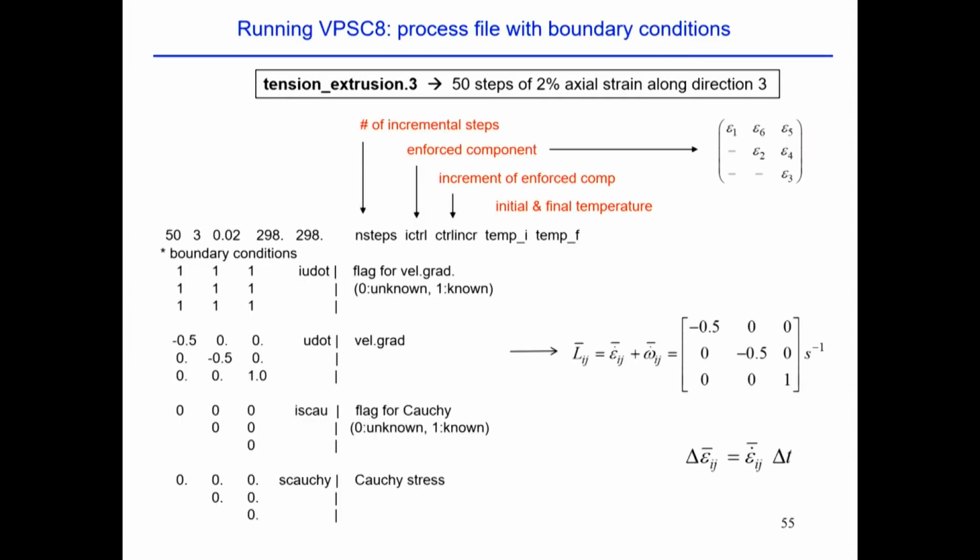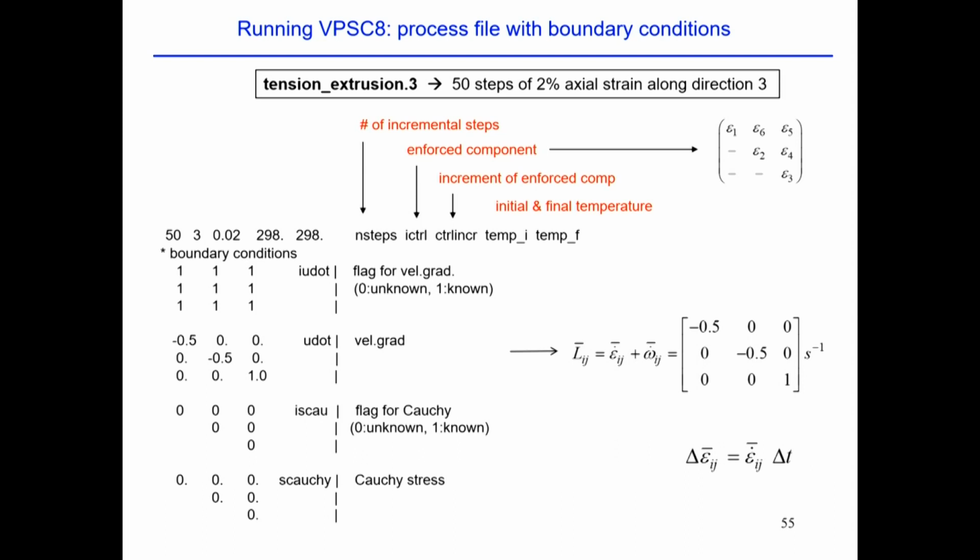So I talked about this one already. This is the description of the process file. This is the file called tension extrusion 3 that you are going to run. It has 50 steps of 2% axial strain along the direction 3. Now, how do you enter that information?